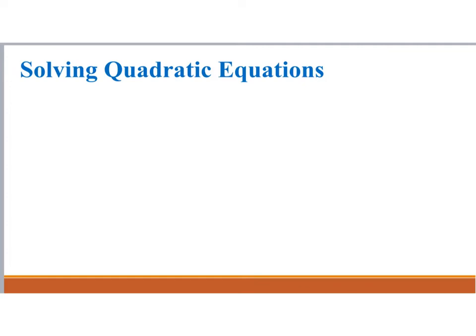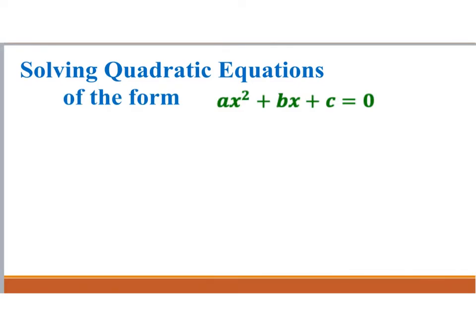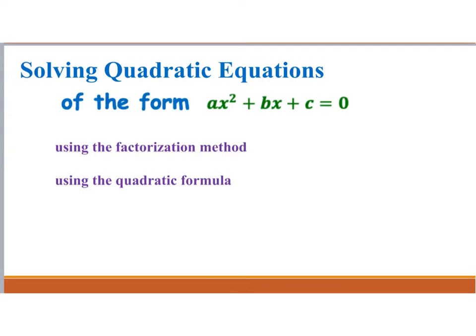In the previous lessons, we learned how to solve quadratic equations. But the quadratic equations that we learned how to solve were those of the form ax squared plus bx plus c equals 0. And we learned two ways of solving them. We learned the factorization method, and we learned how to solve them using the quadratic formula.